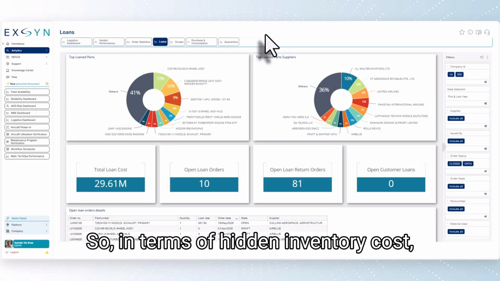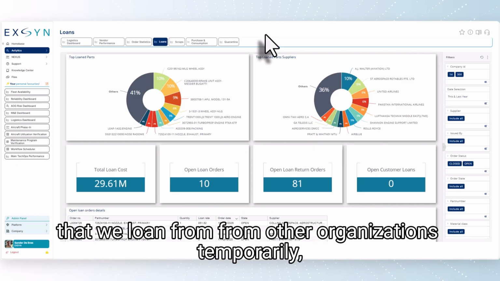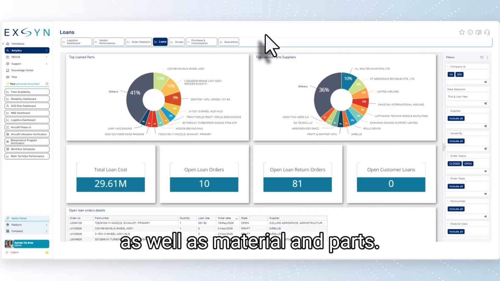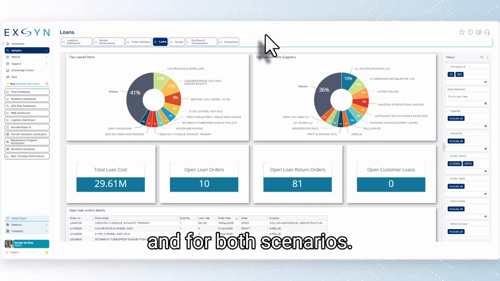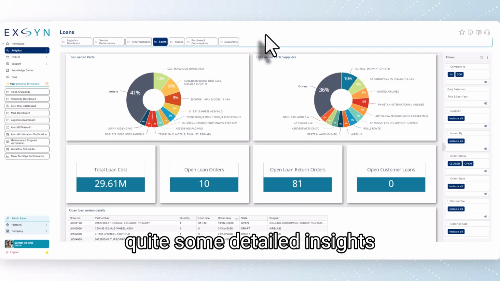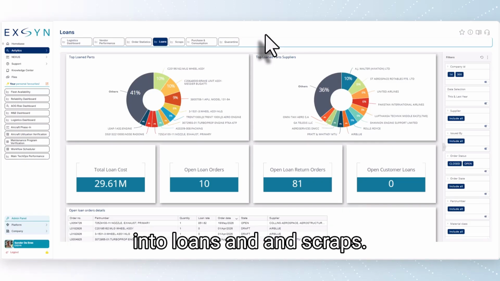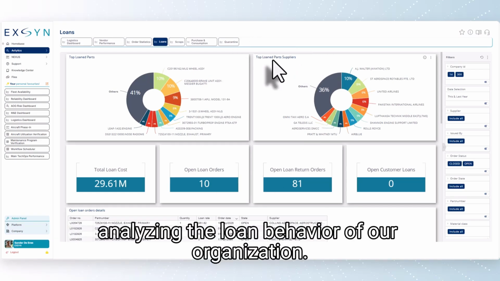So in terms of hidden inventory costs, two clear areas are parts and tooling that we loan from other organizations temporarily, as well as material and parts which is being scrapped from our inventory. And for both scenarios, the EXSYN platform provides quite some detailed insights into loans and scraps. So the dashboard that we're looking at right now is specifically analyzing the loan behavior of our organization.